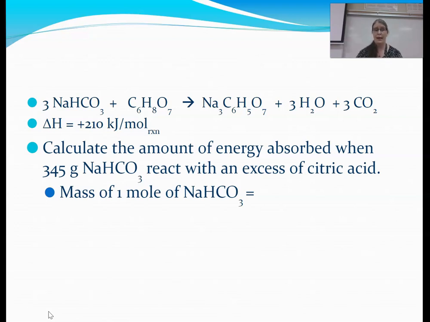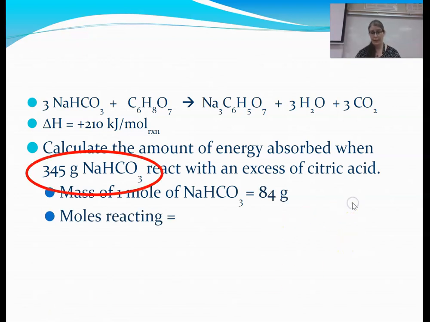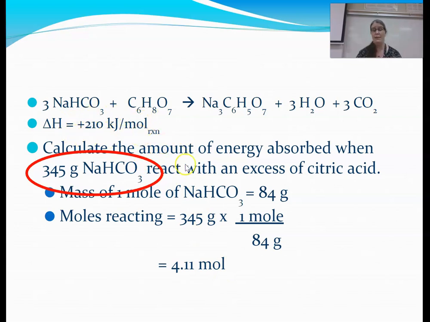So the first thing I need to do is add up the molar mass of sodium hydrogen carbonate, which is about 84 grams. And then I need to get this 345 grams into moles, so I can deal with the balanced chemical equation and the number of moles of sodium hydrogen carbonate per mole of reaction. So of course, we take that 345 grams, we divide it by 1 mole over 84 grams, and I get that we have 4.11 moles of sodium hydrogen carbonate reacting. So now I have a mole. I can start thinking about how to fit that in with my delta H.